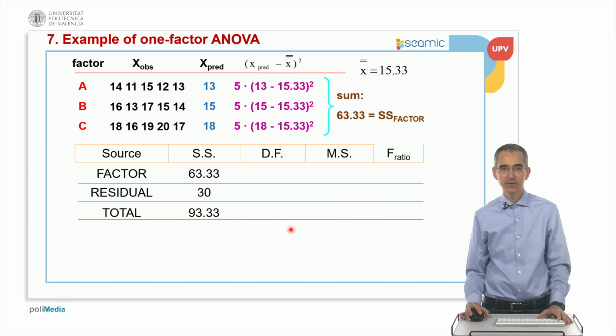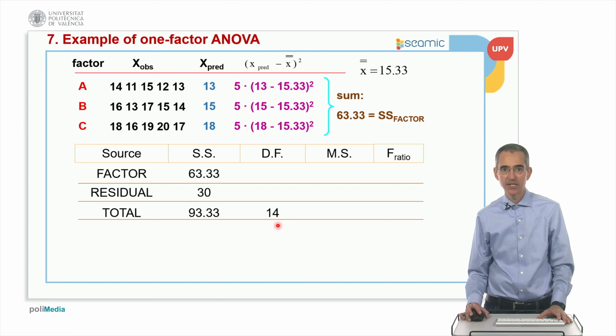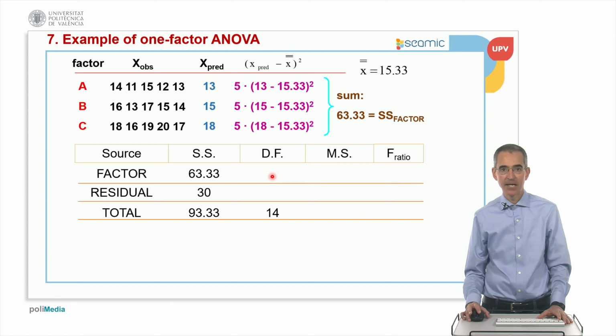Then degrees of freedom total. We have 15 values, so 15 minus 1 is 14. For the factor, it is the number of variants minus 1. We have 3 variants, which means 3 suppliers, so 3 minus 1 is 2. And then by difference, we compute the residual degrees of freedom, which in this case is 12.